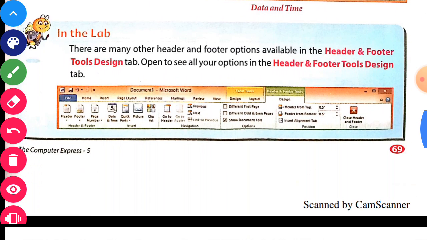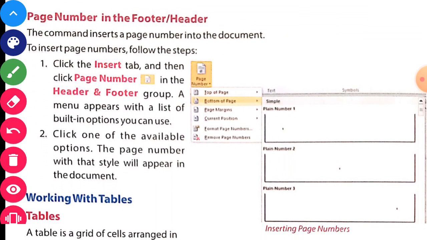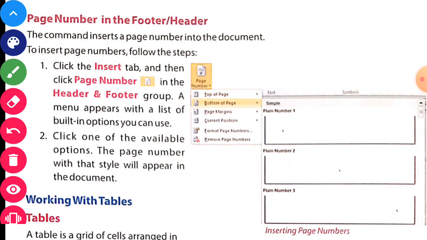Next, children, page number in the header and footer. How we enter the page number in the header and footer? The command inserts a page number into the document. To insert page numbers, follow these steps. The first step is click the insert tab.